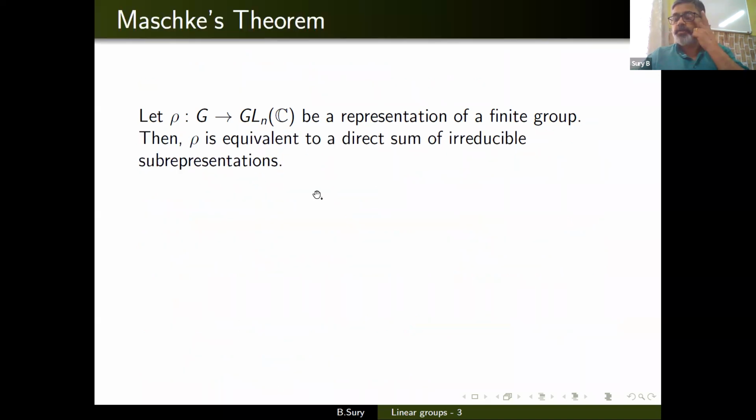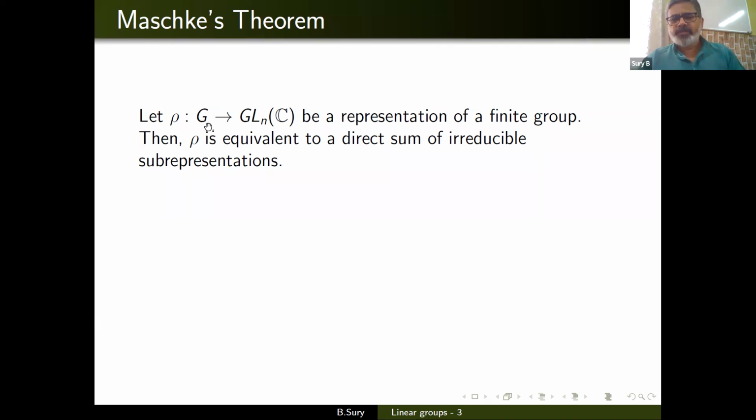And there is another theorem, which is called Maschke's theorem: a complex representation is equivalent to a direct sum of irreducible subrepresentations. Actually, Maschke's theorem holds more generally. Instead of complex representations, you can take any field, except you should avoid fields of positive characteristic where the characteristic divides the order of the group. Because when you want to average out, you divide by the order of G. If the field has characteristic p dividing the order of G, you cannot divide by the order of G. That's the reason.